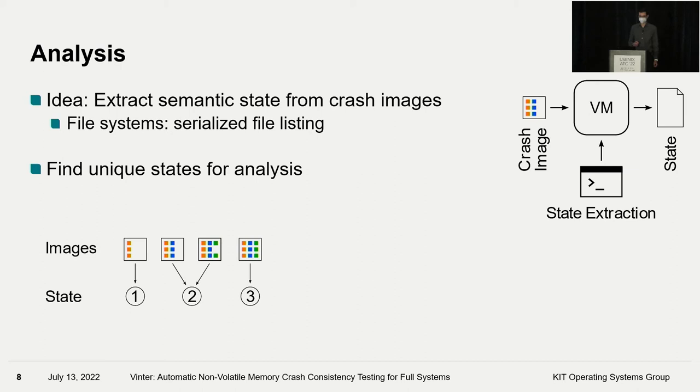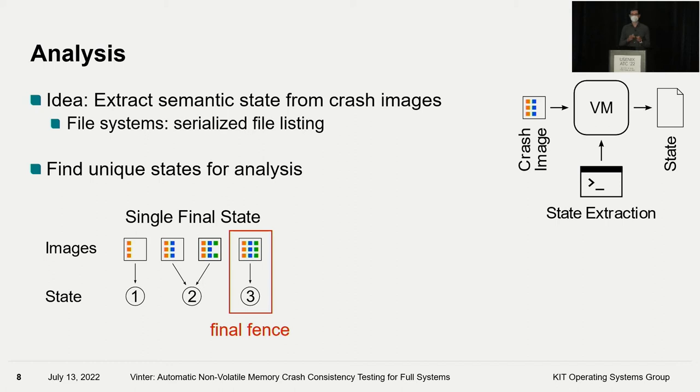But we can also use this data to derive some crash consistency properties automatically. The first one that we found very useful, we called single final state. And the idea here is that for any multi-step process, one property that we still always expect is that at the final memory fence of the operation, so where the operation ends, we expect that only one semantic state is still possible.